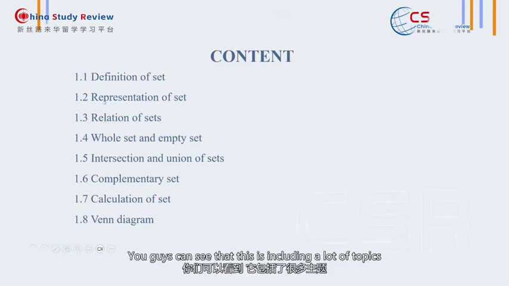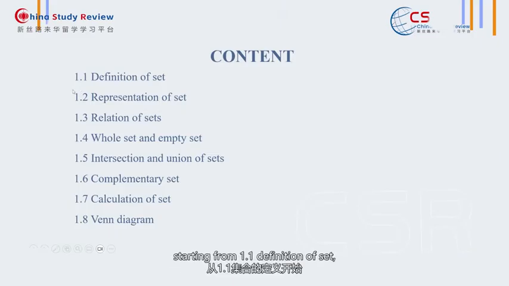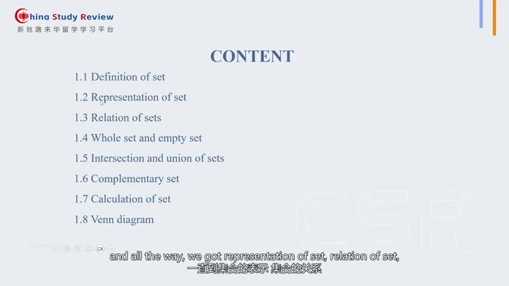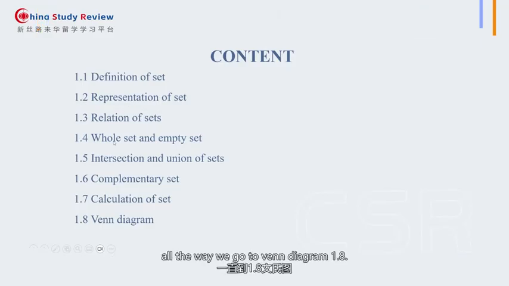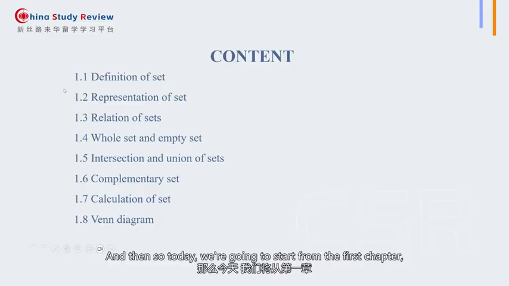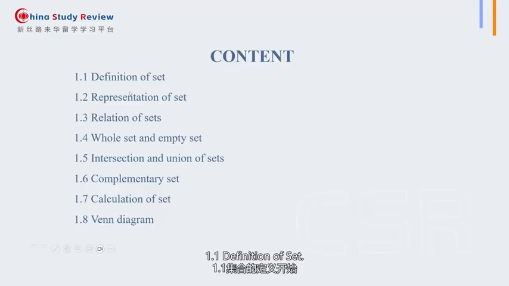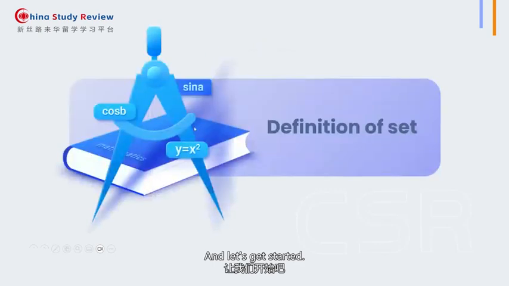You guys can see that this includes a lot of topics, starting from 1.1 definition of set, all the way through representation of set, relation of set, to Venn diagram 1.8. So we have about 9 courses to explain everything in this unit in detail. Today we're going to start from the first chapter, 1.1 definition of set. Let's get started.